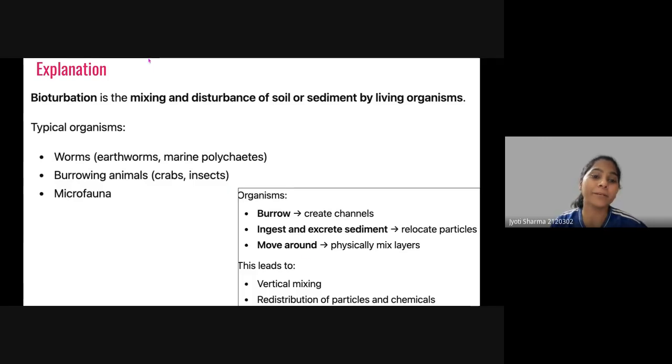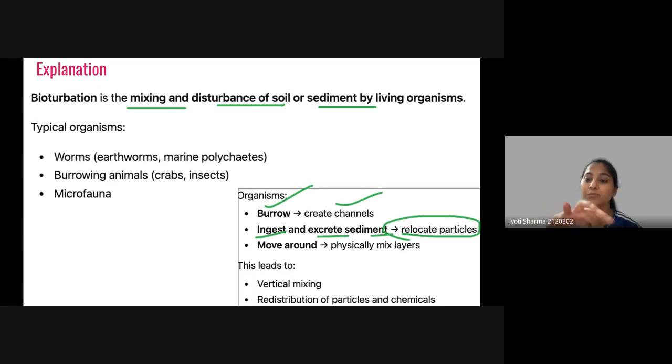Bioturbation is the mixing and disturbance of soil or sediment by living organisms. That mixing will help the mass transport, right? So how can microorganisms help? For example, they are burrowing, creating channels. They ingest or excrete the sediment, and that's how they relocate the particles. They take it, move it, and then excrete it. So the movement is happening, but due to the microorganisms. There is vertical mixing due to bioturbation, and also redistribution of particles and chemicals. Worms, burrowing animals, and microfauna can help to mix and transport particles from one place to another. So there is mass transfer, but due to the microorganisms. So this is bioturbation.